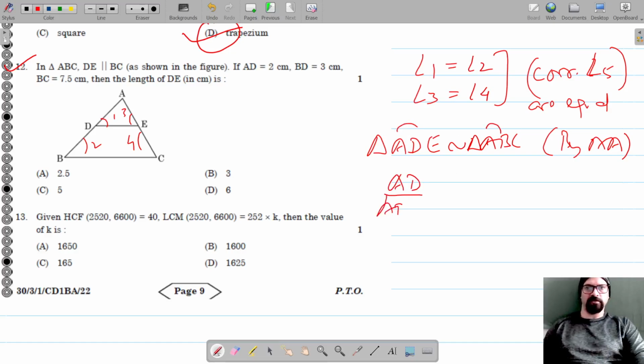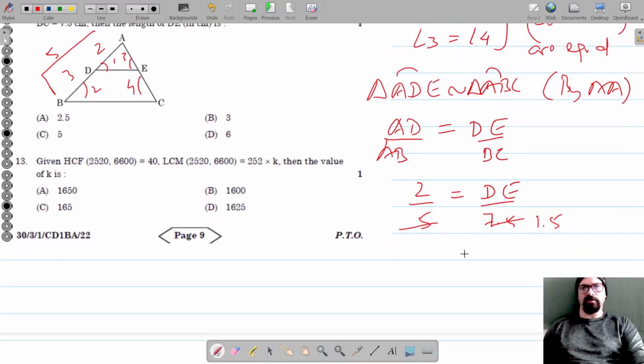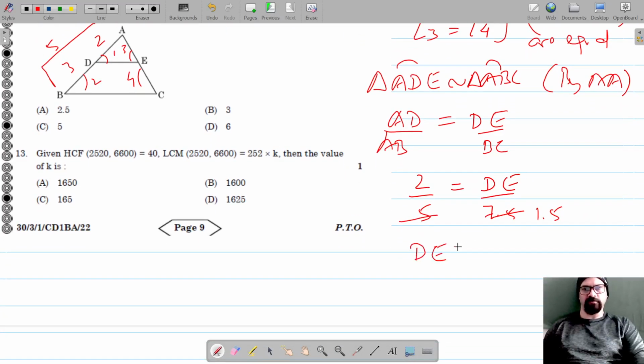And if the triangles are similar, so AD upon AB is equal to DE by BC. And AD is 2, BD is 3, so this is 2 plus 3, which gives me AB as 5. So AB is 5, and DE we have to find out. BC is 7.5, this gets cancelled with 5, so this is 1.5, and which gives us DE is equal to 6 centimeters. So the correct option is D.